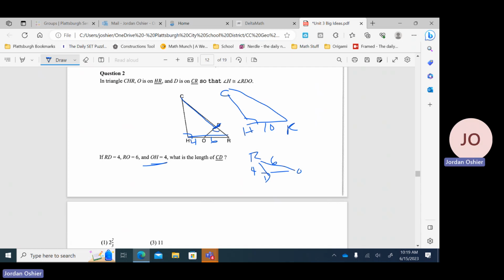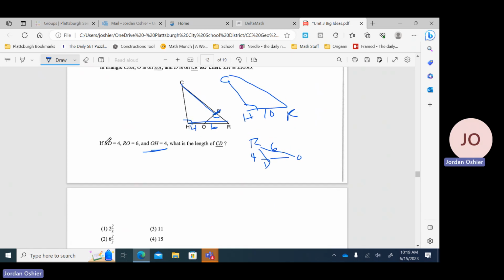CHRO is there, that is there, and then they gave us all of these options. And that's not a right angle. Okay, we know RD is 4. There we go. So I need to find the length of CR right now.